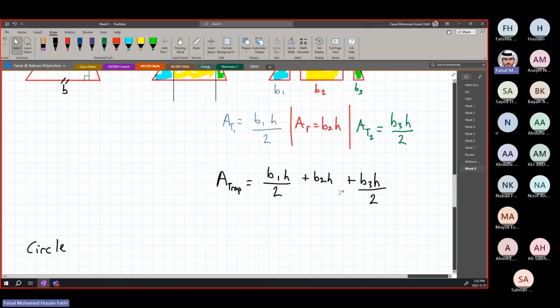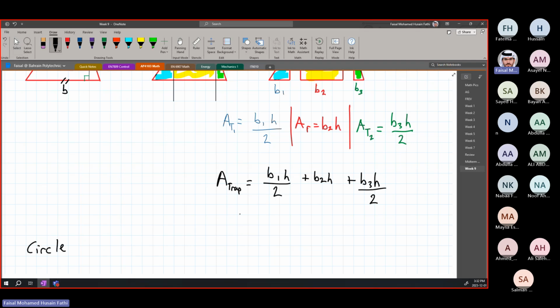You can simplify this in so many different ways. But eventually, you're going to reach the equation of the trapezoid. They're all going to be equal to the same equation of the trapezoid. So I'm going to just do it the way I usually do it.